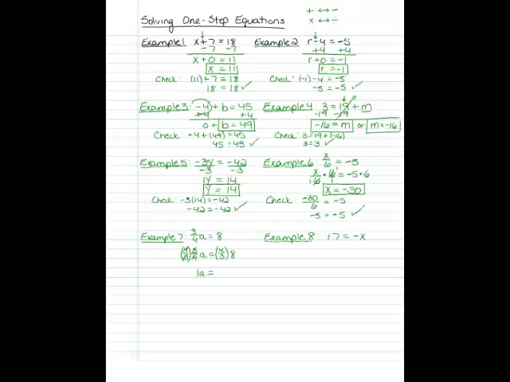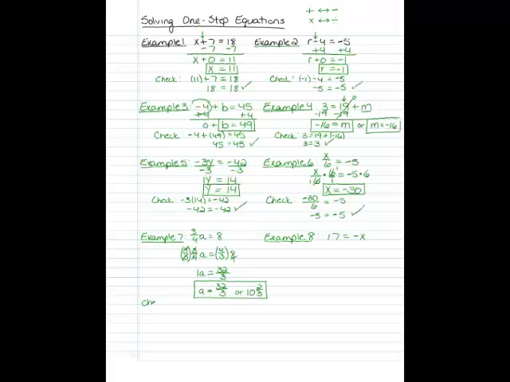On the right-hand side, if you put 8 over 1, you have 4 times 8 is 32 over 3 times 1 is 3. So a equals 32/3, which you could also write as a mixed number, 10 and 2/3.